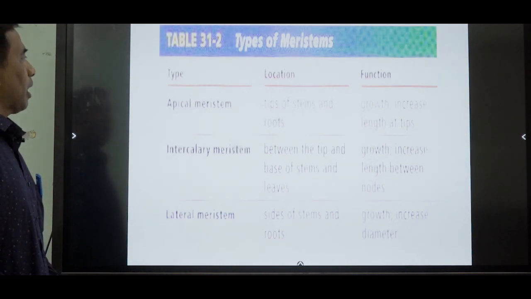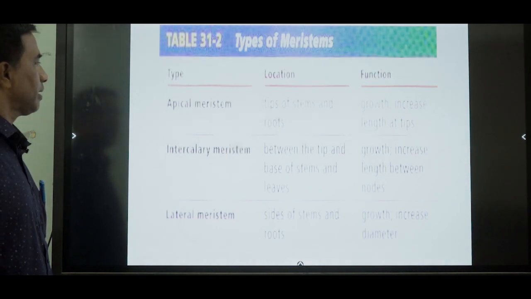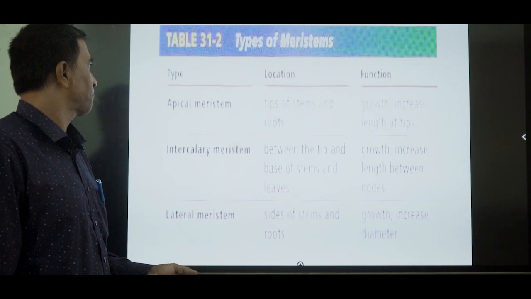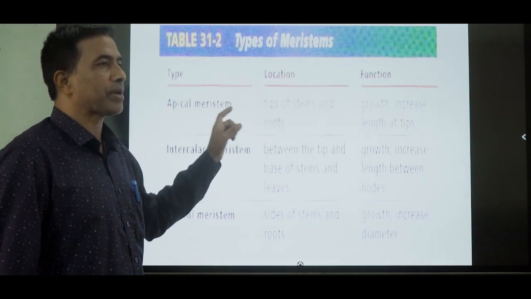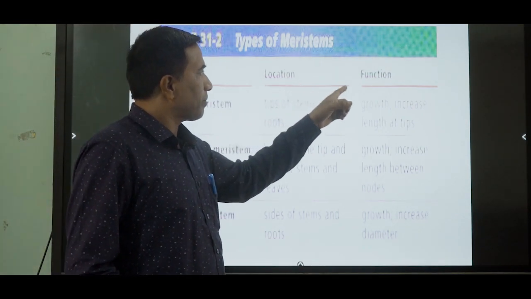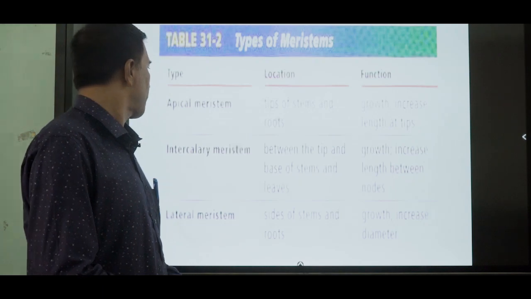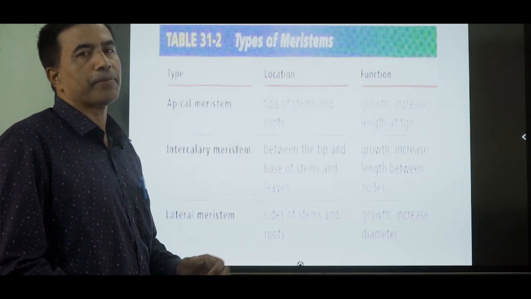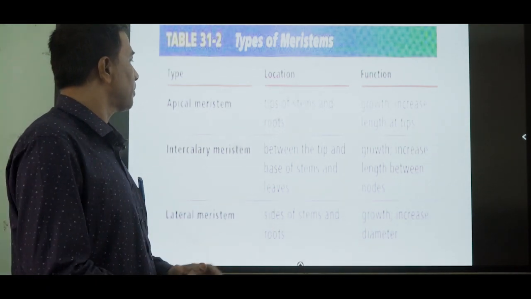So we can differentiate the apical meristem, intercalary meristem, and lateral meristem based on the location or position of function. For example, the apical meristem is located at the tip of the stem and root, and its main function is growth, an increase in length. The intercalary meristem is present at the tip and base of stem and leaf. And the lateral meristem is present on the side of the stem and root.